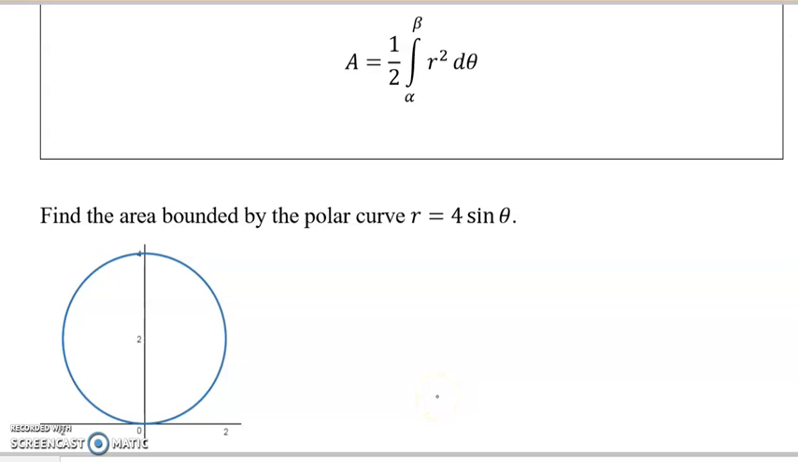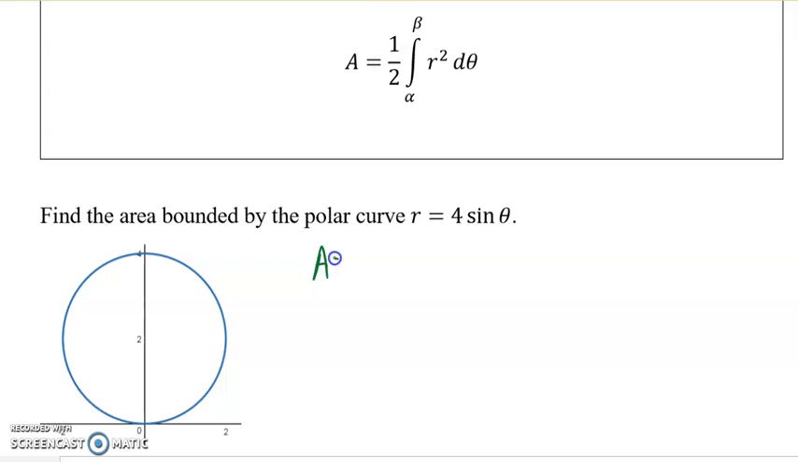Okay, we already know what the answer to this is because we already know the area formula for a circle. This is a circle whose radius is 2. So we already know that pi r squared is pi times 2 squared, which is 4 pi. So that's a nice thing to know in advance so that when we try out this new formula, we're going to know whether we did it correctly or not.